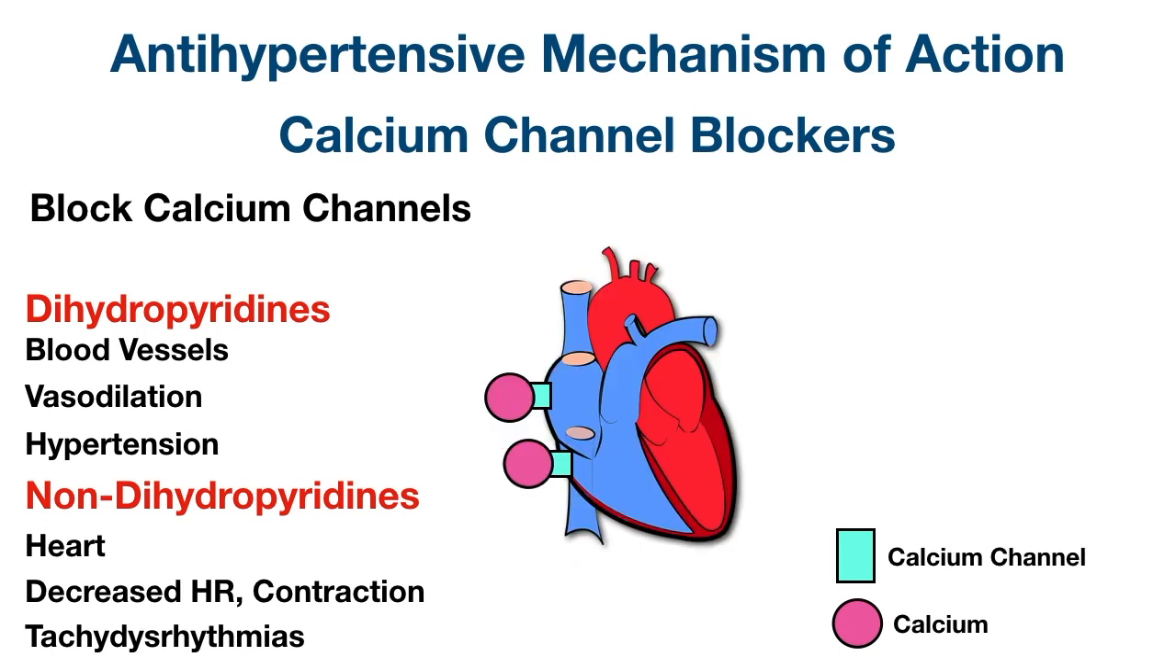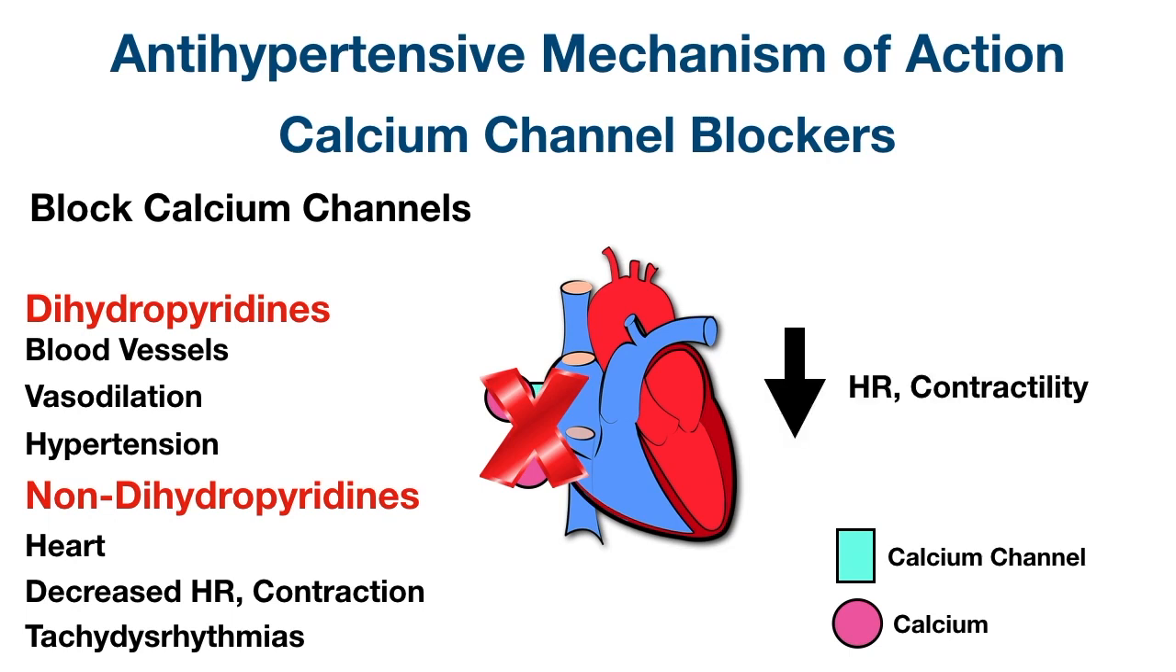The mechanism of action for non-dihydropyridines is similar, but they're going to block the influx of calcium into cardiac muscle cells. This will decrease heart rate and cardiac contractility. For this reason, calcium channel blockers are also a type of antiarrhythmic drug, particularly the non-dihydropyridines. You can learn more about antiarrhythmics in the EasyMed video linked below.